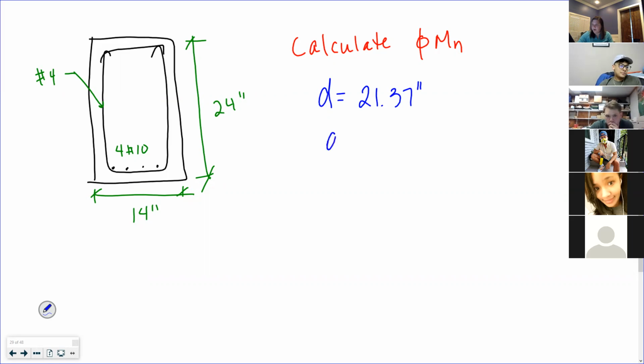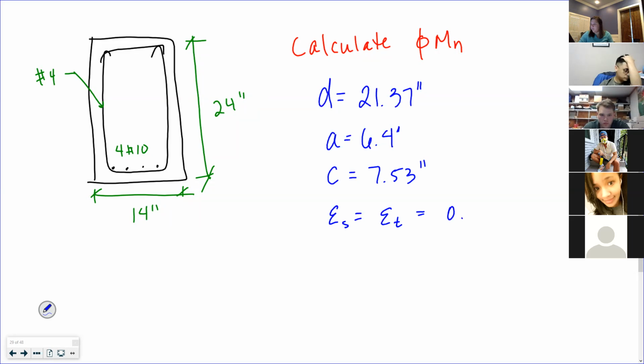I got an A of 6.4 inches, corresponding to a C of 7.53 inches. My strain in my steel, because it's only one layer, was 0.0055. So it's greater than the yield.